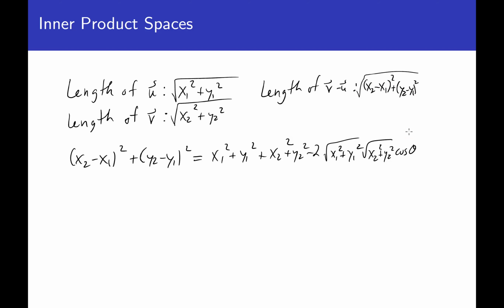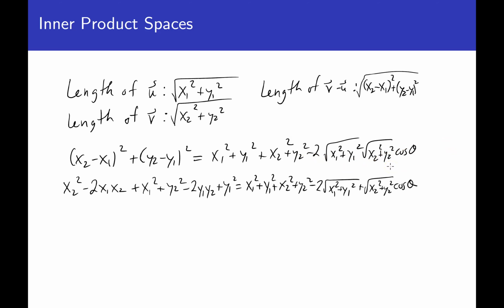So using our law of cosines, we would have this relationship. This was the opposite side of the angle between u and v, v minus u. So the length of v minus u squared has to be the length of u squared plus the length of v squared, and then minus 2 times the product of the lengths times the cosine of the angle between them.